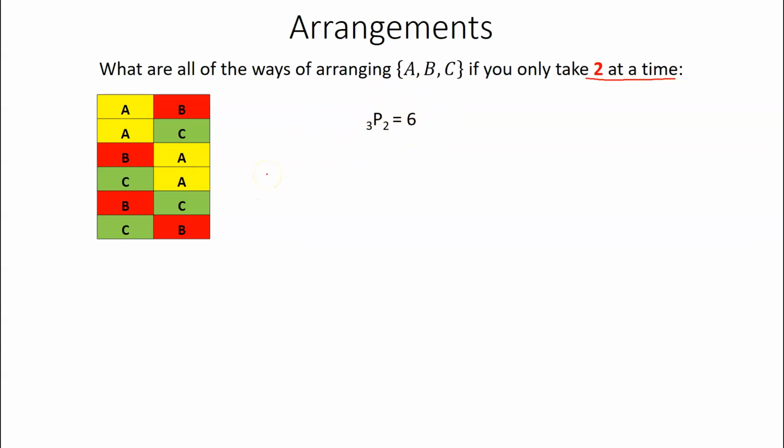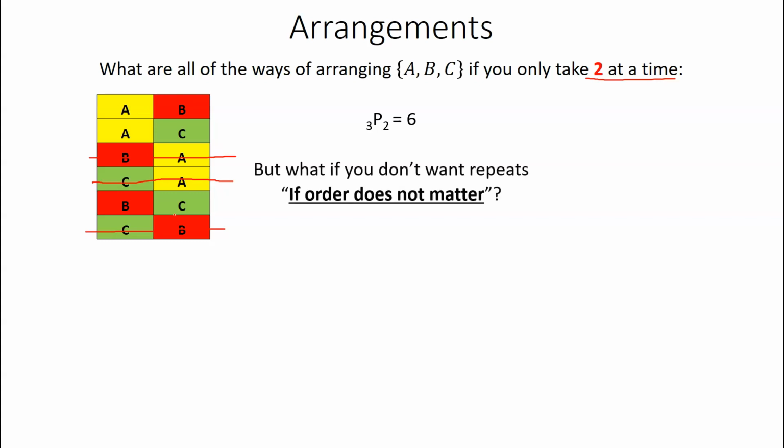But what if I say now that the order doesn't matter? So like then A and B and B A, well, let's say order doesn't matter. Then they'd really be the same thing. And so I'd be double counting here, so I could eliminate that. And A, C, well, they're the same thing too. So I could eliminate one of those two. And then I've got B, C, and C, B. Well, they're the same thing too, so I'm going to eliminate one of those. Notice how I end up with a smaller number of arrangements if the order does not matter.